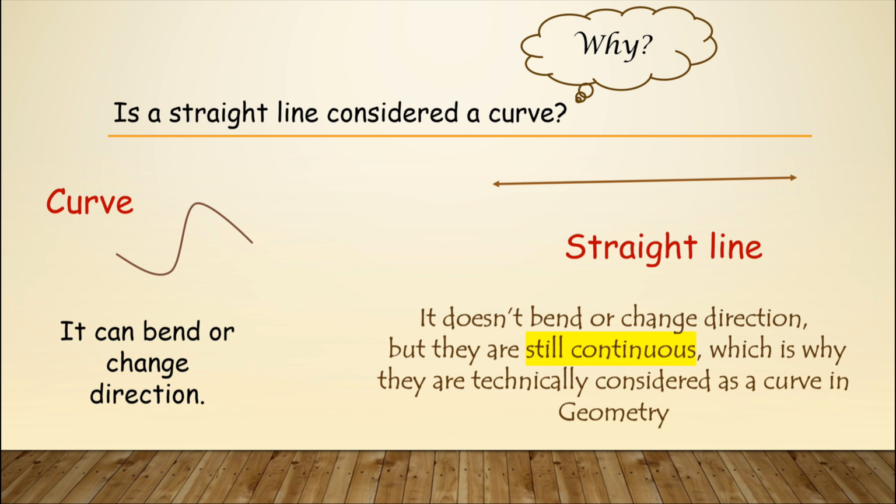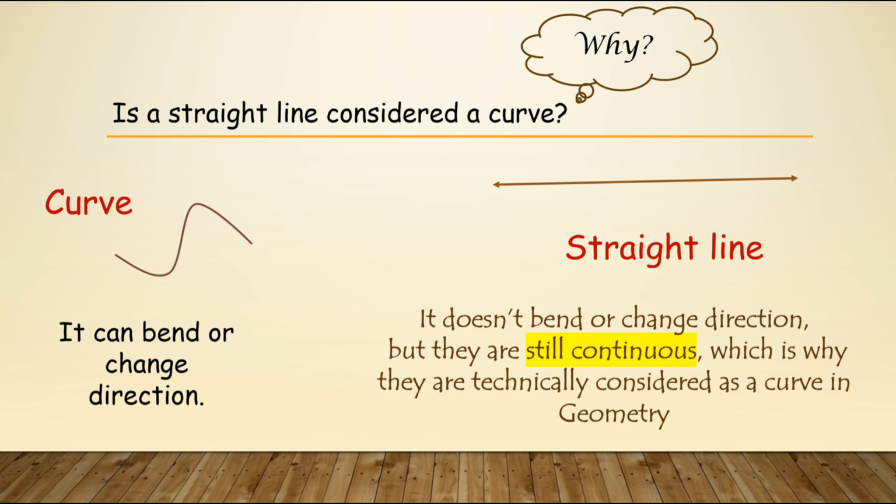curve in geometry. For suppose, if someone asks you whether a straight line is a curve, then you may answer like this. In mathematical perspective, a straight line can be considered a special type of curve with zero curvature, which means no bending. But when it comes to everyday usage, in common language, people typically think of a curve as something that bends or changes direction. So, a straight line is not usually called a curve.